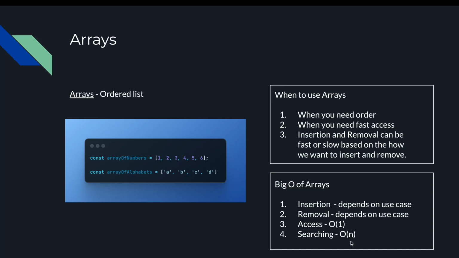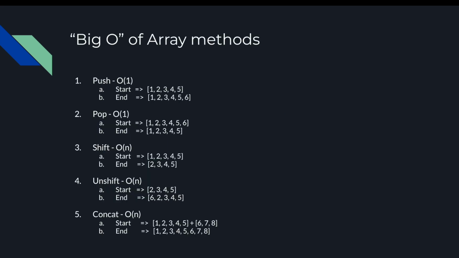Next one is searching, which has a time complexity of O of n, because if I want to search for D in this array of alphabets, I need to check all of the elements one by one. This iteration will take time and will increase the time complexity, which makes it O of n. Alright, now let's look at some built-in methods of arrays.